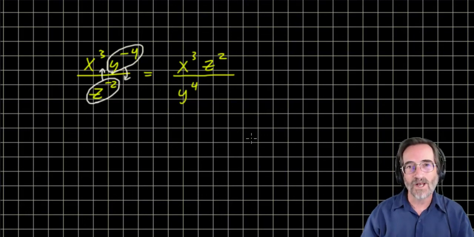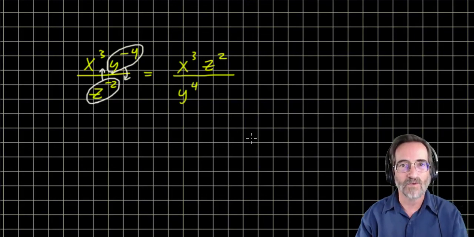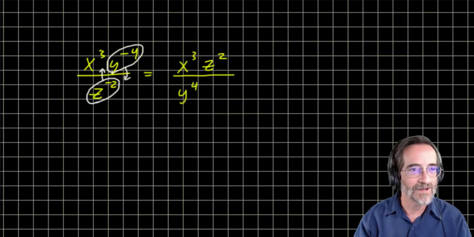To change a negative exponent into a positive, move the base across the fraction bar, whether that be from the bottom to the top or the top to the bottom. And then the other rule we learned is anything to the 0 power is 1. All right, that's it.